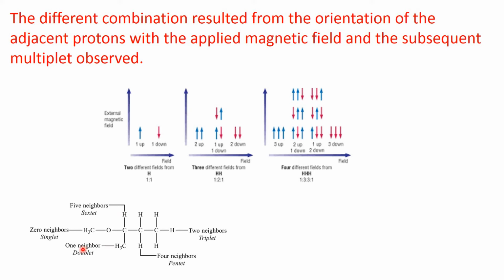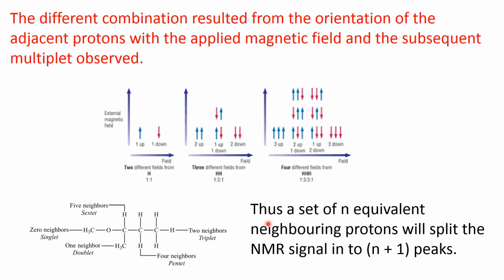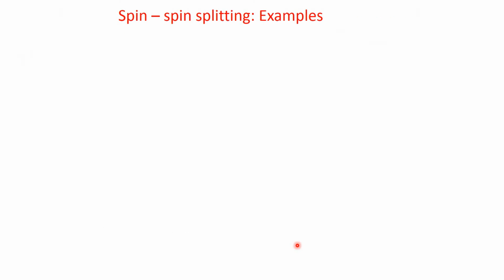So the number of peaks obtained after splitting will be equal to the number of neighboring protons plus 1. So, what do we observe? Thus, a set of n equivalent neighboring protons will split the NMR signal into n plus 1 peaks. Now coming to some examples.